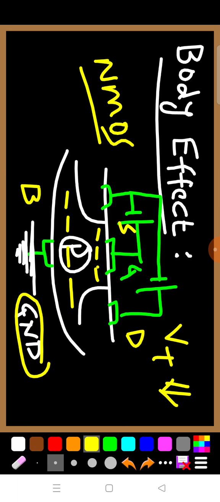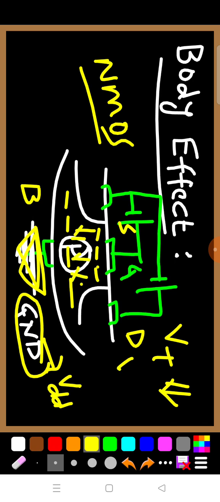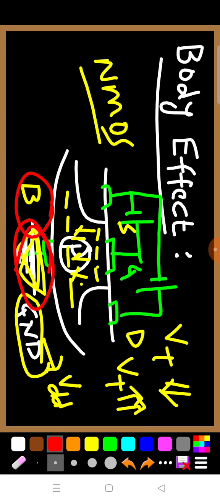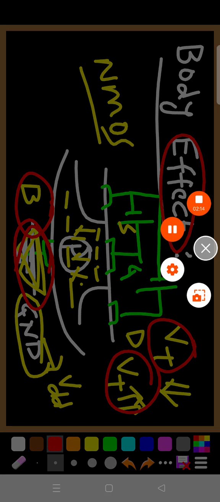Now take the reverse process. Whenever the body is connected to a positive supply, not ground, let us consider it is VDD, it will attract the electrons downwards. That means the threshold voltage is increasing. So due to this substrate bias voltage, that is body biasing, there is a change in the threshold voltage. Sometimes it is decreasing, sometimes it is increasing. This effect is known as body effect.